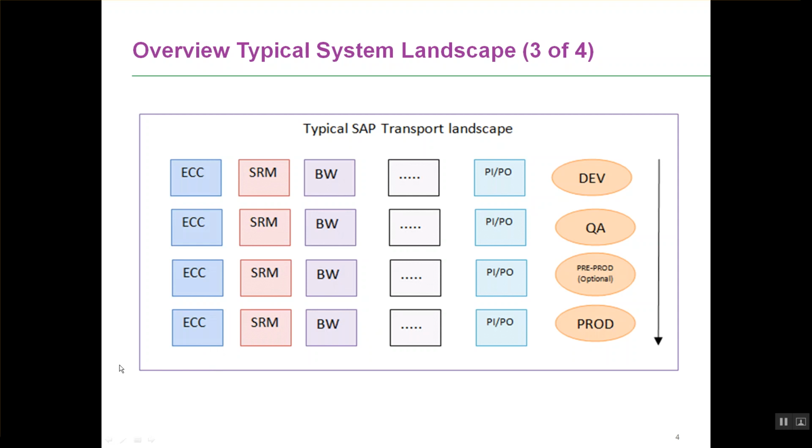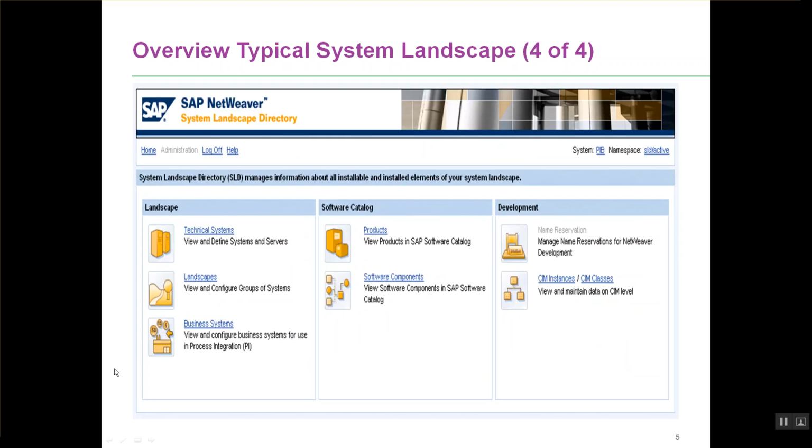So SLD provides you with all three different facets, and this combined together is used in a PI. This is what an SLD looks like. You have the landscape information, which we'll cover in detail in the next slide. You'll also have the software catalog, which is the product information. And this development is more for basis administrators when they want to maintain the SLD or upgrade the SLD. We would only be focusing on the software catalog and the system landscape.